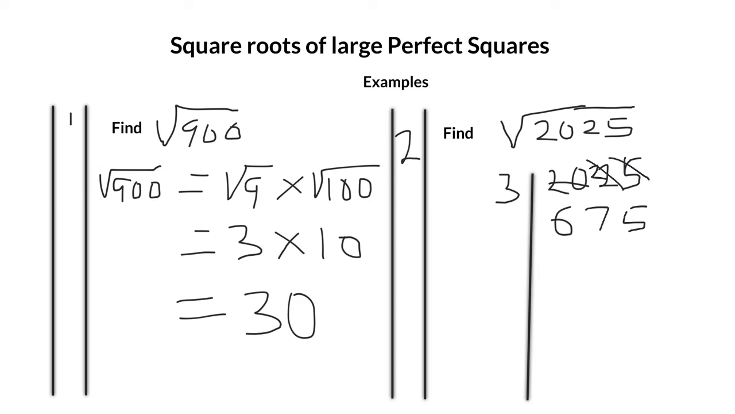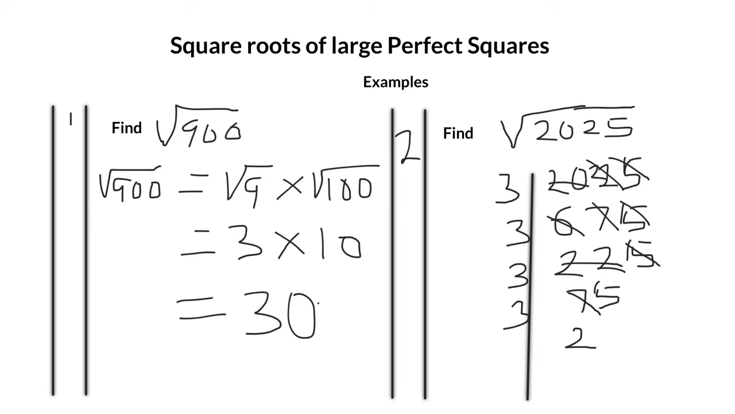The next number that can go is 3. 3 into 6 will give us 2. 3 into 7 will give us 2. Remainder 1. And 3 into 15 will give us 5. 3 will go again. 3 into 22 will give us 7. Remainder 1. And 3 into 15 will give us 5. 3 will go again. 3 into 7 will give us 2. Remainder 1. And 3 into 15 will give us 5.